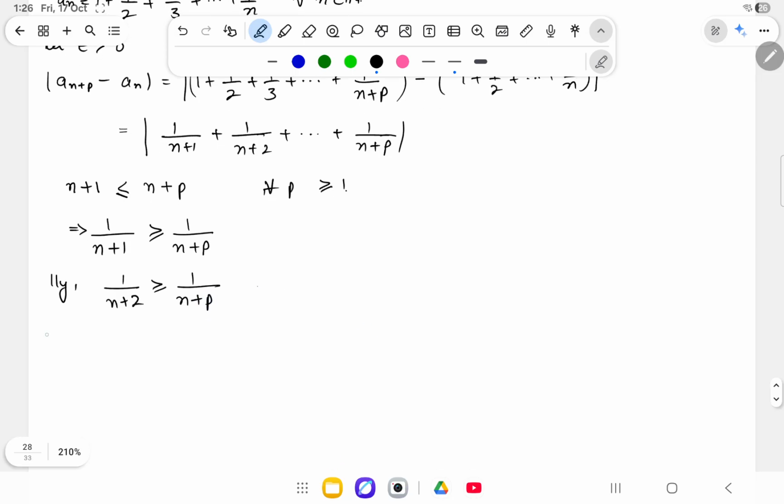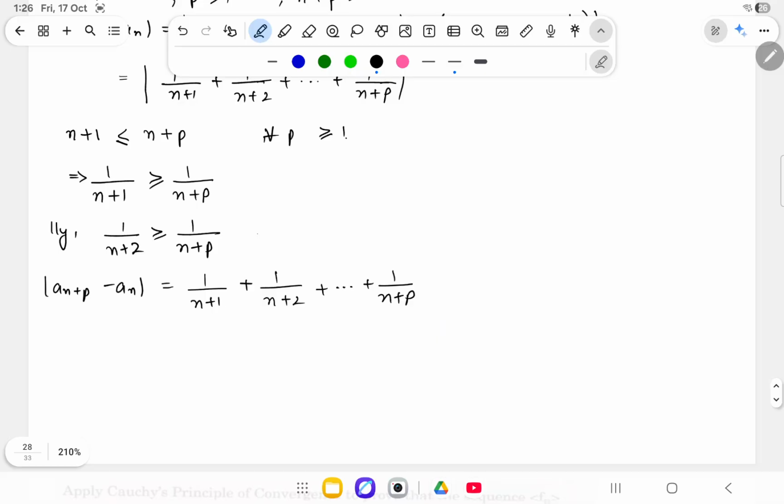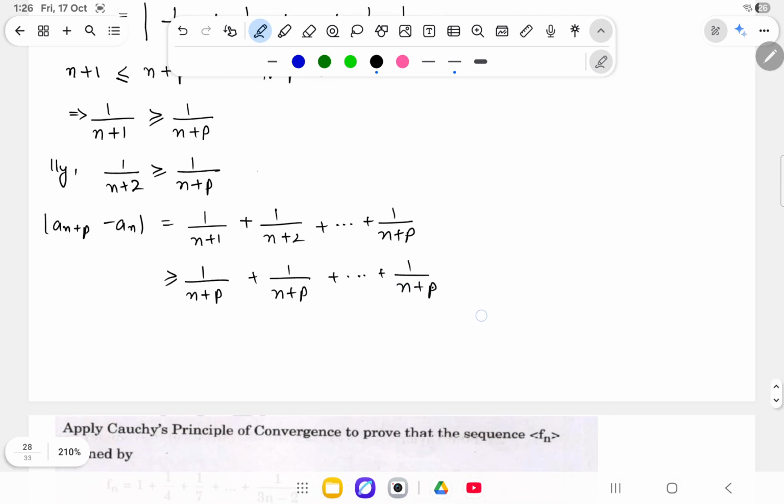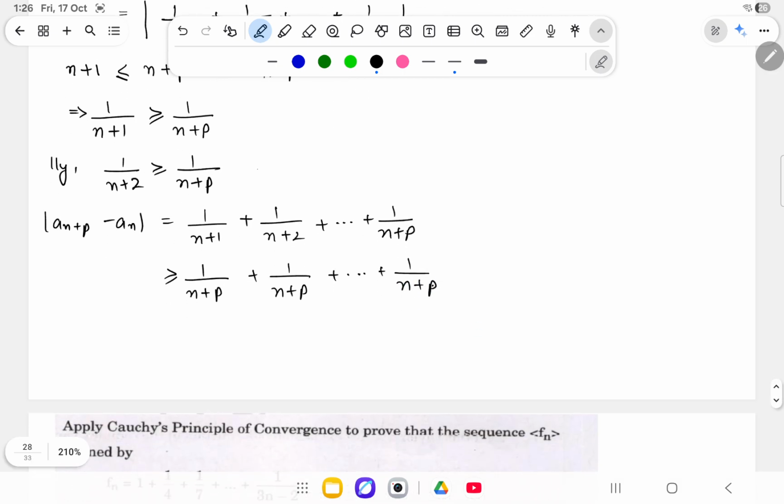So my term, that is modulus of a n plus p minus a n, is equal to 1 by n plus 1 plus 1 by n plus 2 up till 1 by n plus p. Since all these terms are greater than or equal to 1 by n plus p, I'll get it as 1 by n plus p plus 1 by n plus p up till 1 by n plus p. And these are basically p terms, because the first term is n plus 1, the second term is n plus 2, and we are going till n plus p, so there are p terms. So it will be equal to p divided by n plus p.